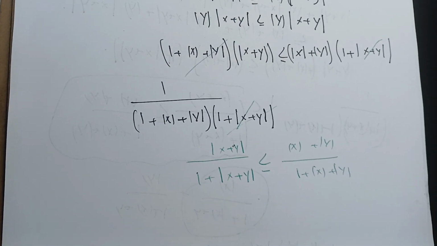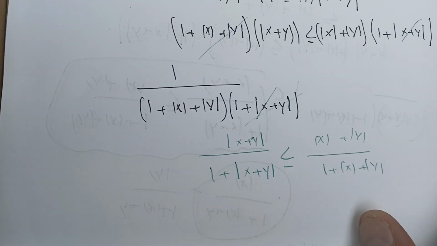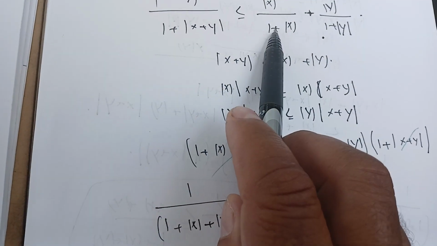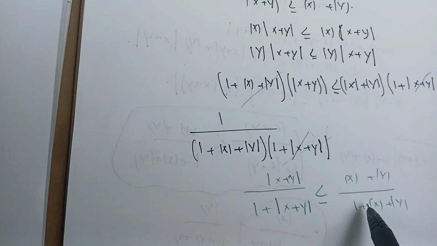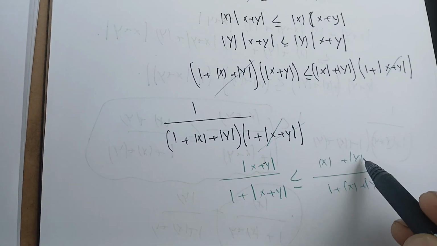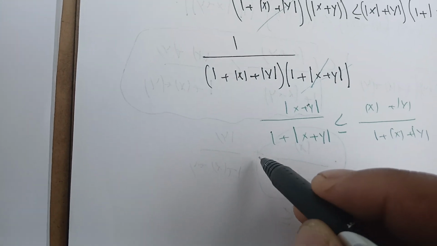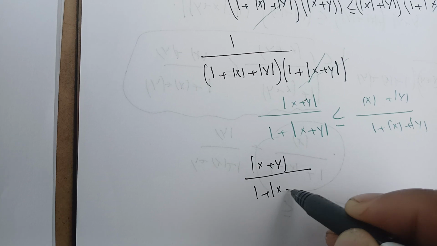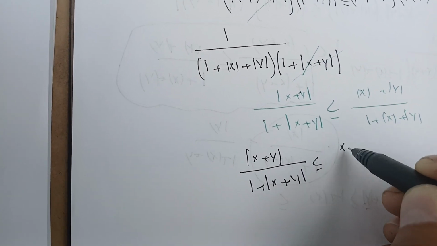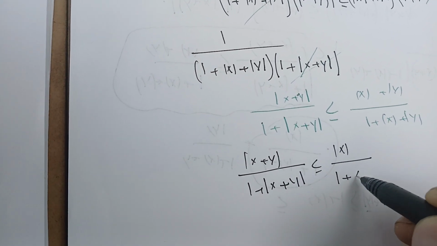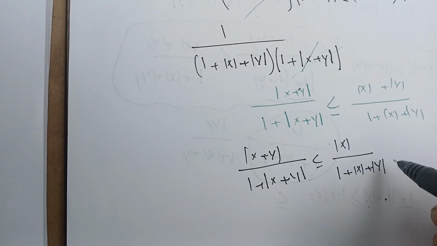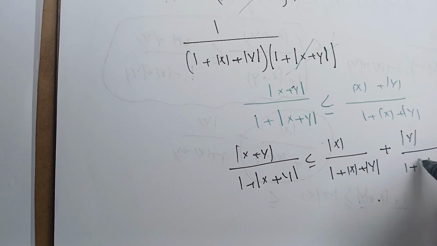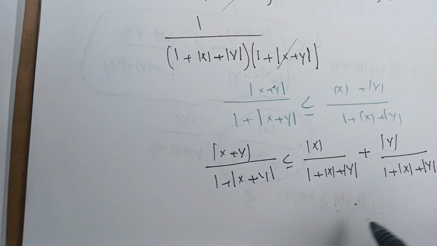Okay, so this is a basic result that we can use now. So our aim is to prove this one here. Now we need to get rid of this, or we can rewrite this one as, so we have the absolute value of x plus y over 1 plus the absolute value of x plus y is less than the absolute value of x over 1 plus the absolute value of x plus the absolute value of y, plus the absolute value of y over 1 plus the absolute value of x plus the absolute value of y.